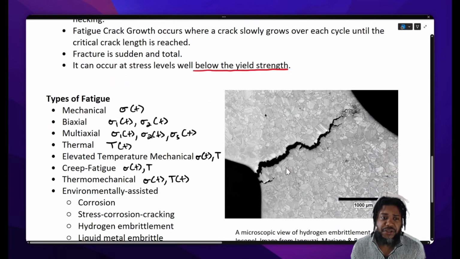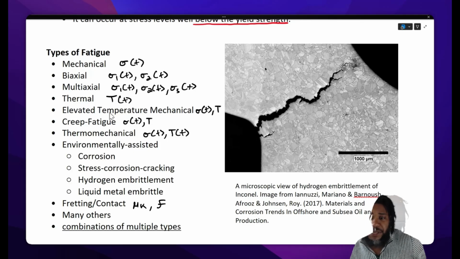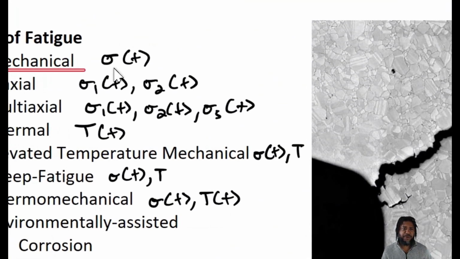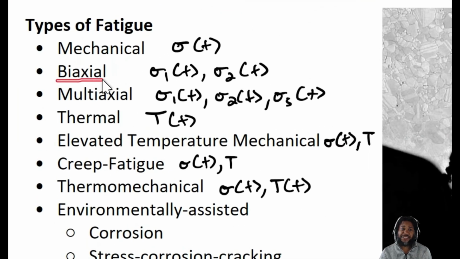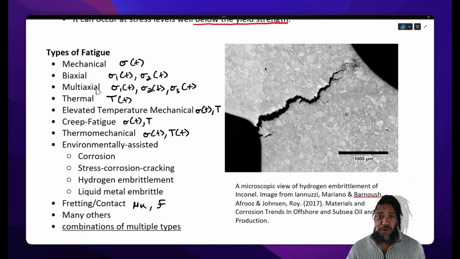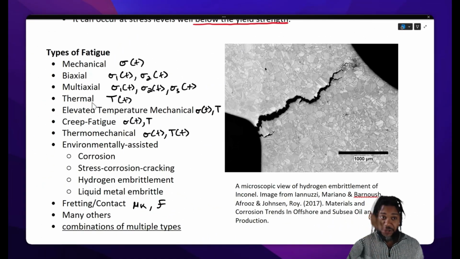Now, fatigue is also complicated by our boundary conditions. And so we have many different names for different types of fatigue. Mechanical fatigue is primarily just the application of stresses or strains, but it can be under biaxial conditions, so loading in two directions, or multi-axial conditions, where we're loading in three different directions, or our crack is growing at an angle through our geometry. Fatigue can also be due to thermal cycling, where if we have a part that is under temperature changes, the thermal stresses can induce crack growth.